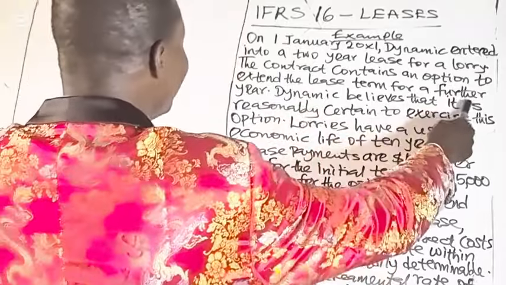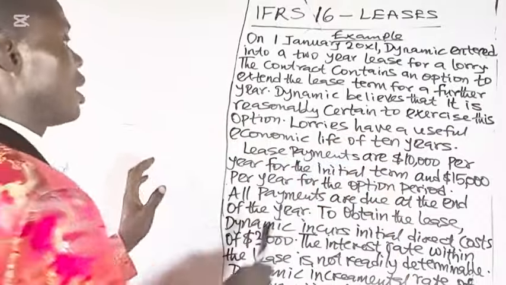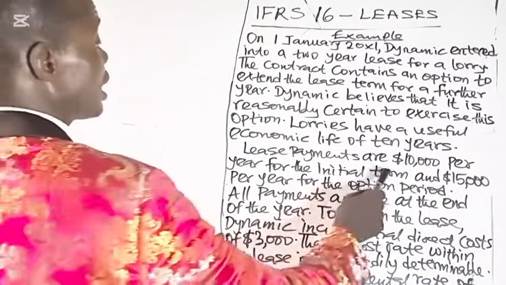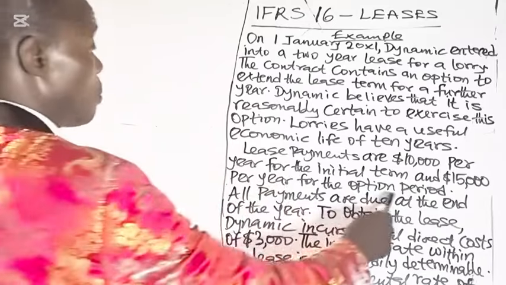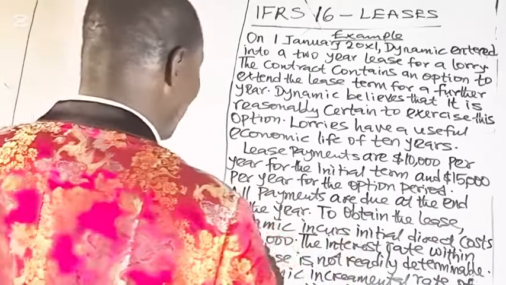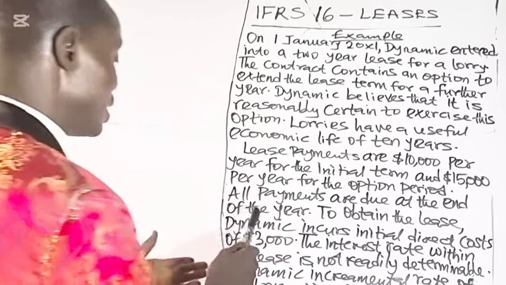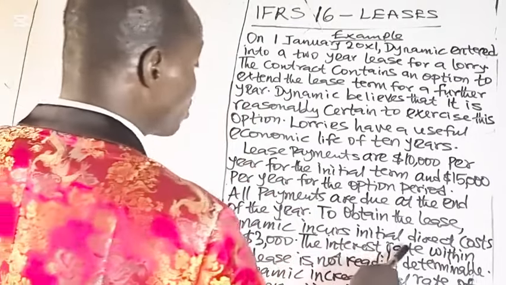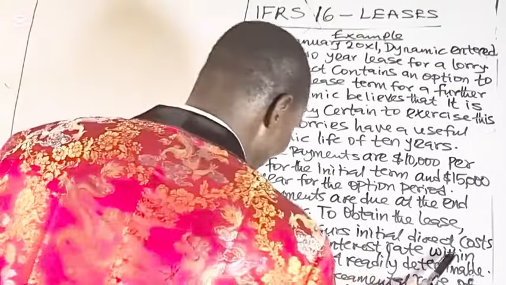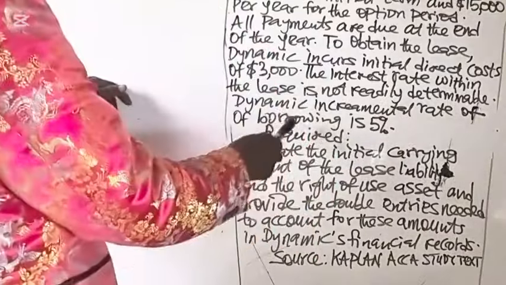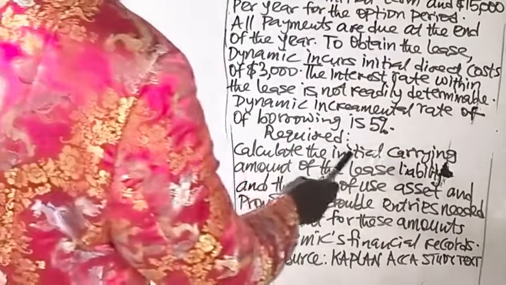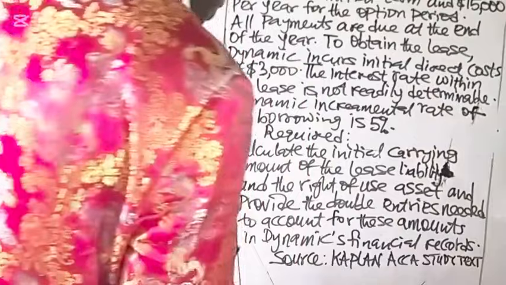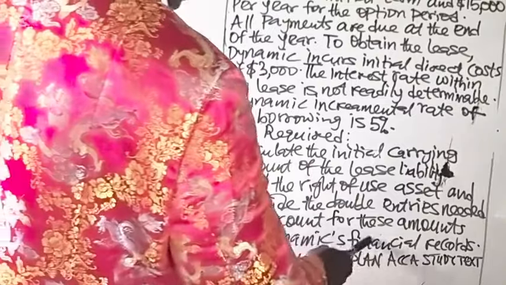So, Dynamic believes that it is reasonably certain to exercise this option. Lorries have a useful economic life of 10 years. Lease payments are $10,000 per year for the initial term and $15,000 per year for the option period. All payments are due at the end of the year. To obtain the lease, Dynamic incurs initial direct costs of $3,000. The interest rate implicit in the lease is not readily determinable. Dynamic's incremental rate of borrowing is 5%. Required: calculate the initial carrying amount of the lease liability and the right of use asset, and provide the double entries needed to account for these amounts in Dynamic's financial records.